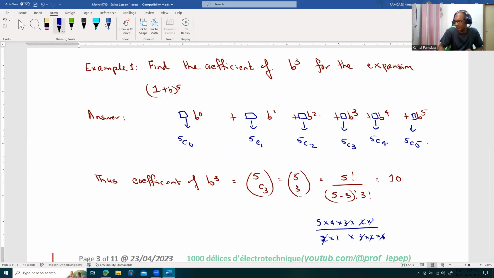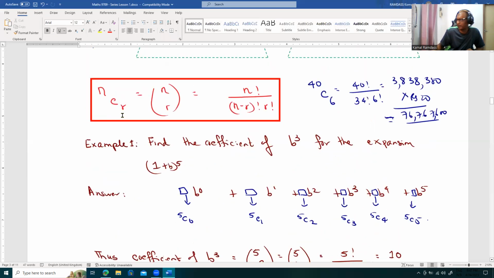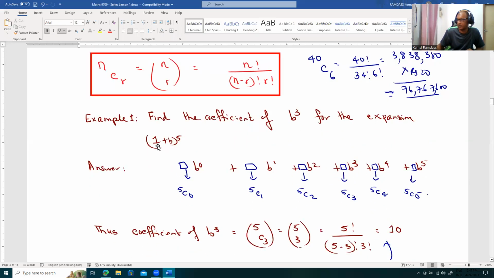Et ça couper, ça vient 2, mon gain 10. Voilà. OK. Et un exemple, je vais faire là-haut. Find the coefficient of b cube for the expansion 1 plus b to the power of 5.